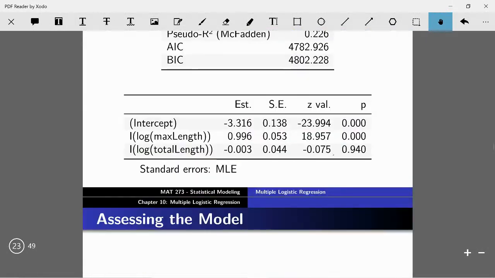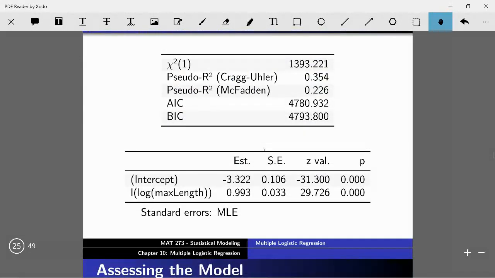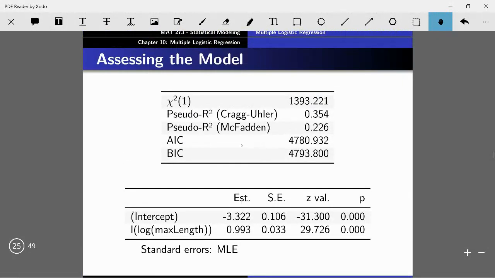But still, because the p-value is so large, let's just try to drop total length from the model and just have a model with log max length. Okay, we're going to look at that output. All right. So now when we do that, we have this model fit, and this seems like a pretty good model. So let's interpret now.